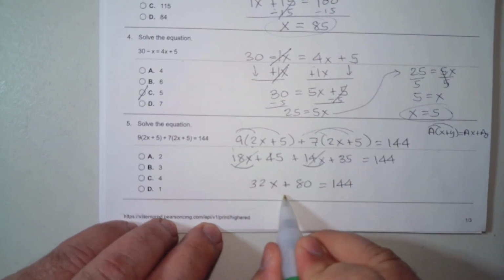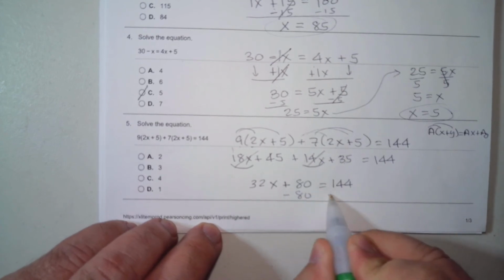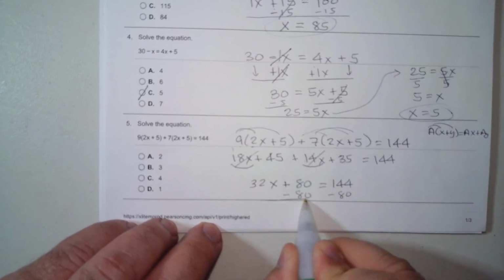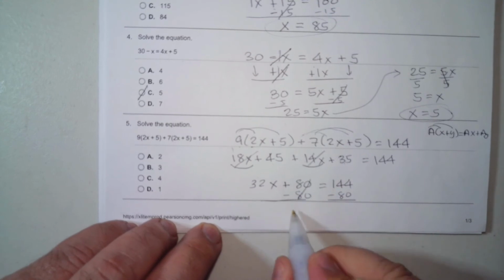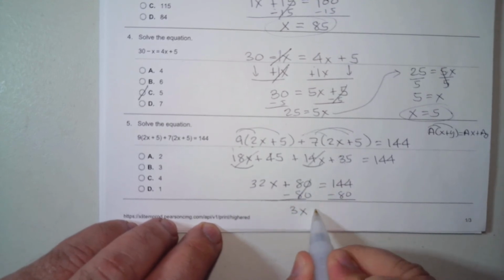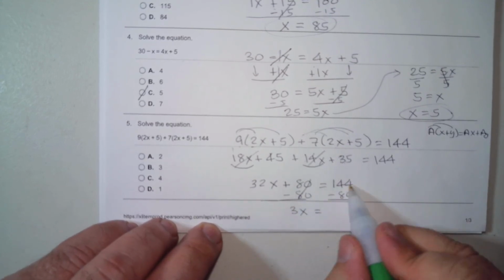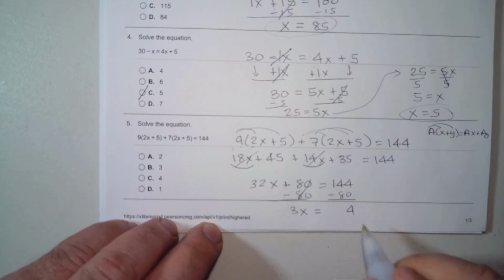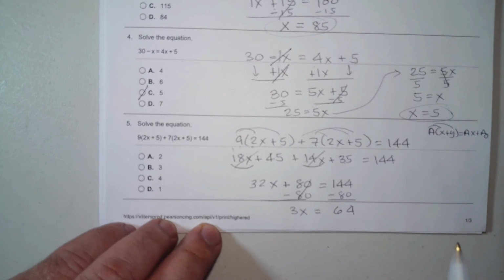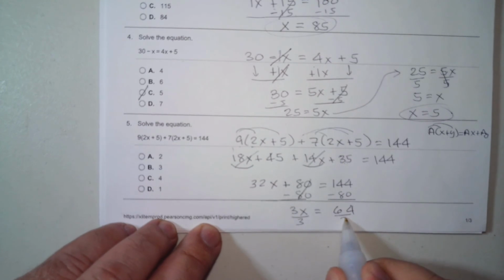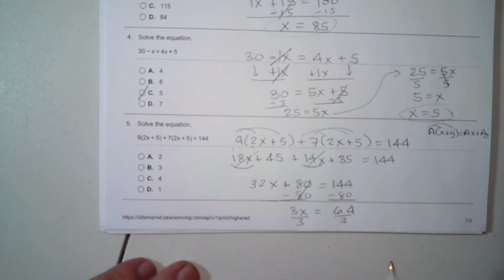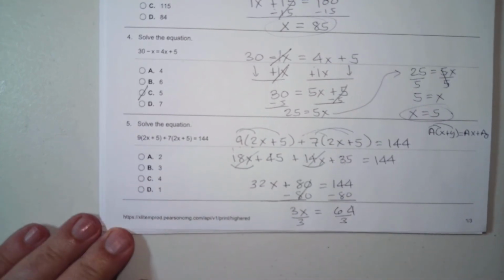You're solving for x. So subtract 80 from both sides. So 4 minus 0 is 4. 14 minus 8 is 6. Divided by 32.